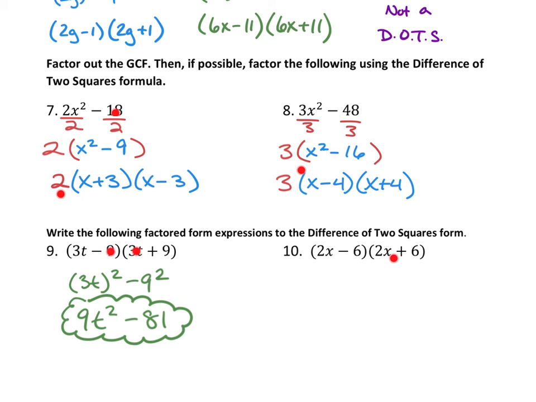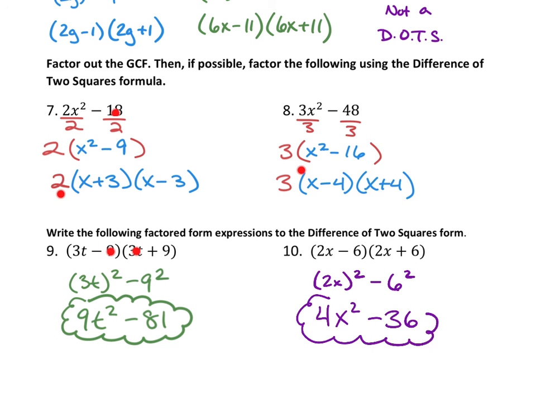Again, we notice on number 10 that since we have the first thing and the second thing, and the only thing changing is the signs, this is the difference of two squares pattern. So let's work backwards. This is going to be like 2x squared, since it's a perfect square, and 6 squared. We subtract in between them. 2 squared is 4, x squared is x squared, and 6 squared is 36. So 4x squared minus 36 is the polynomial that would factor to this pattern from the difference of two squares formula.